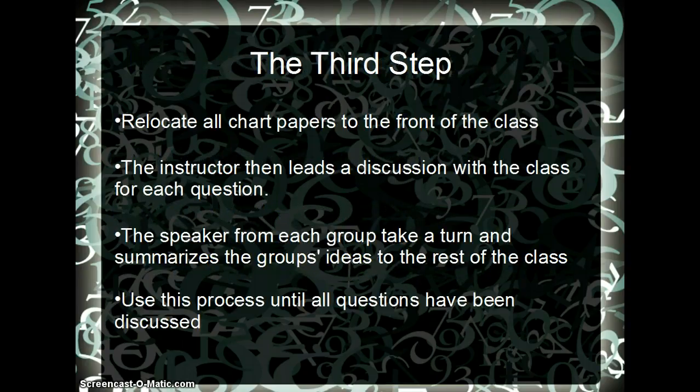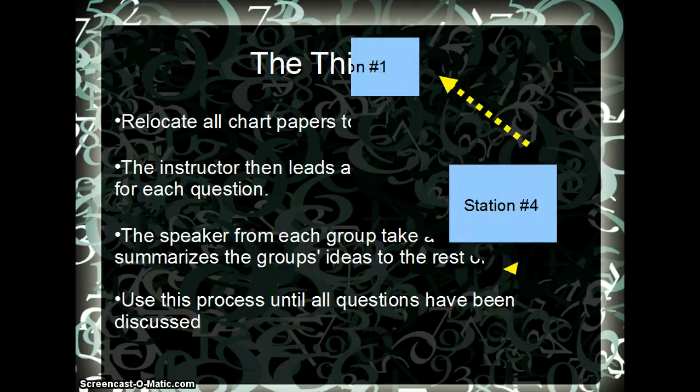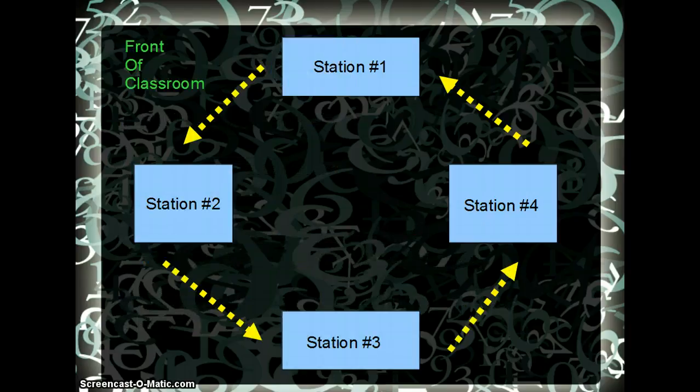When all student groups have rotated through all the questions, the poster chart papers are relocated to the front of the class. The instructor will then lead a discussion for each question. This is when the speaker comes up from each group and explains their reasoning for their answers. This process is used for all the questions to be discussed. This is a sample layout of a classroom that has 4 stations, 4 questions posted around the room for students to rotate.